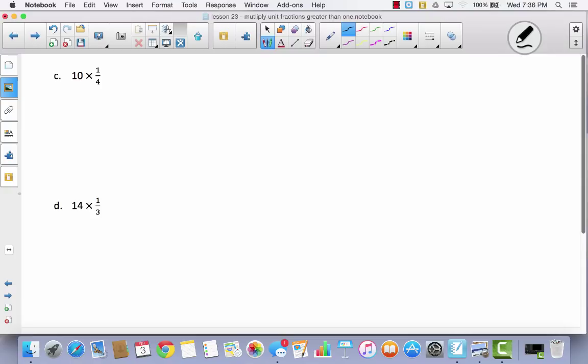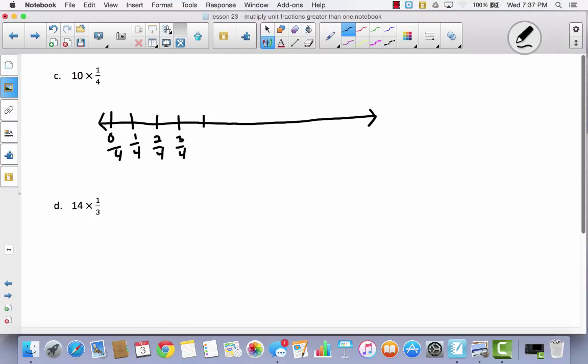All right, so let's take a look at 10 times 1/4. So I'm going to have 10 fourths. All right, so I've got 0 fourths, 1/4, 2 fourths, 3 fourths, 4 fourths, 5 fourths, 6 fourths, 7 fourths, 8 fourths, 9 fourths, 10 fourths. How many fourths does it take to make a whole? It takes 4, so I'm going to put these into groups of 4.